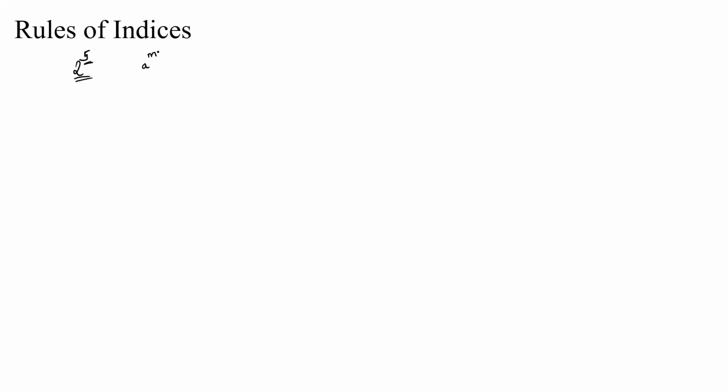Now we have some rules for these indices. The first rule is that if you have a number a raised to power m and you multiply it by a raised to power n, that becomes a raised to power m plus n, right? Now if you are dividing the numbers instead of multiplying them, you have a raised to power m upon a raised to power n. This is basically a raised to power m minus n.